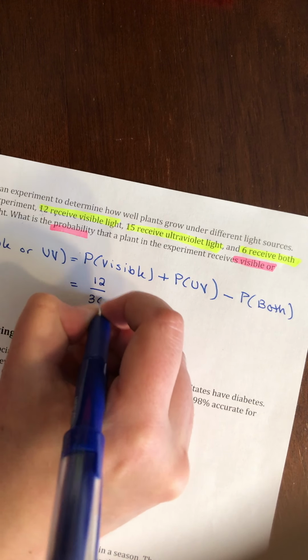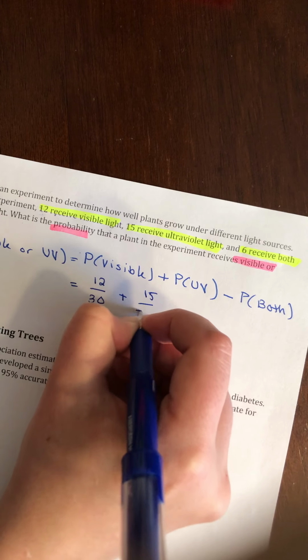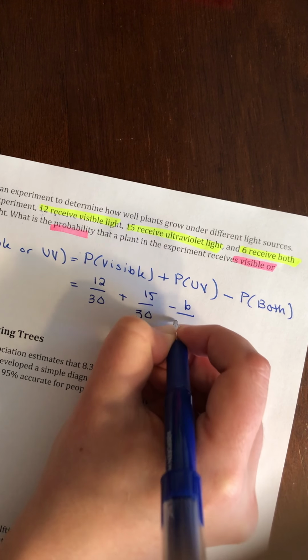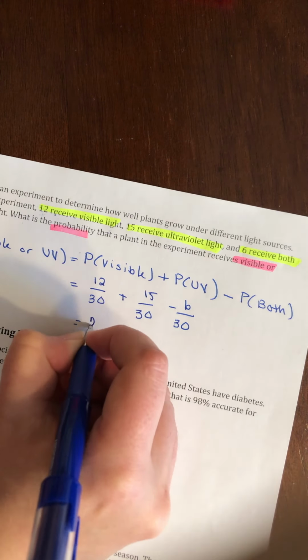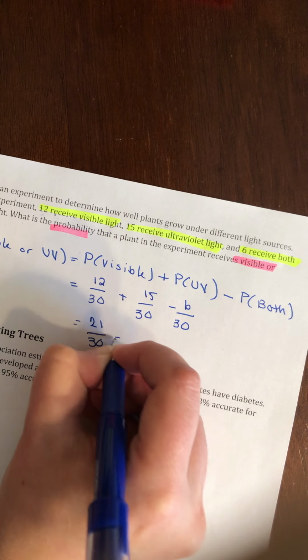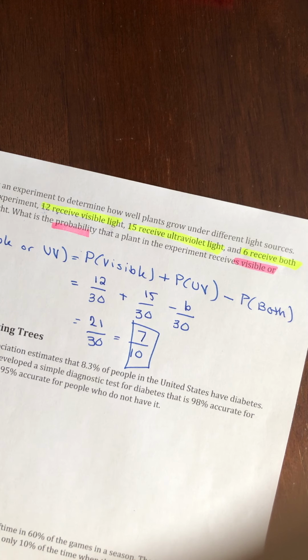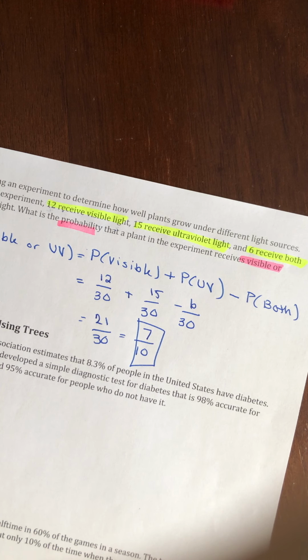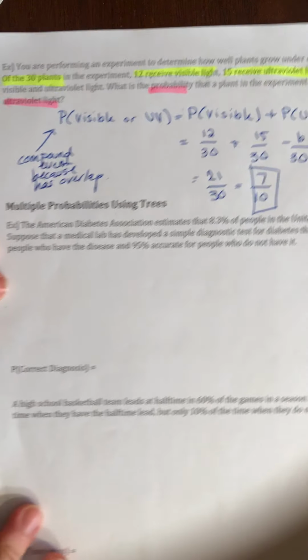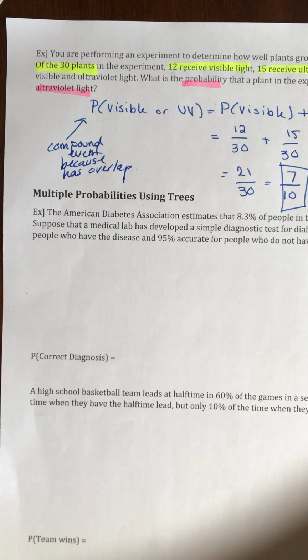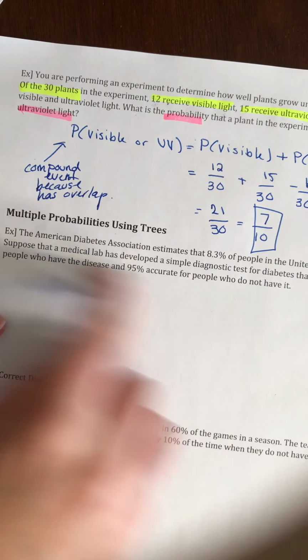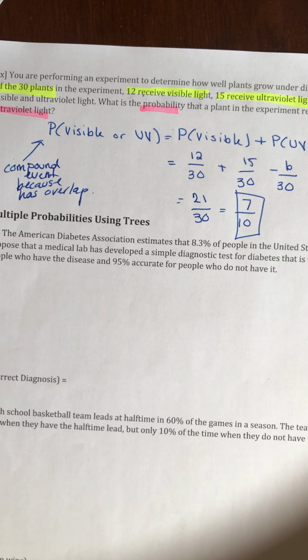So 12 out of 30 plus 15 over 30 minus 6 over 30 gives us 21 out of 30. Or 7/10. So 70% of the plants. And in that case, 3/10 aren't receiving either. Now we're going to use trees. Definitely looking at the notes to make sure you can see all of this. The notes online is going to help you here.